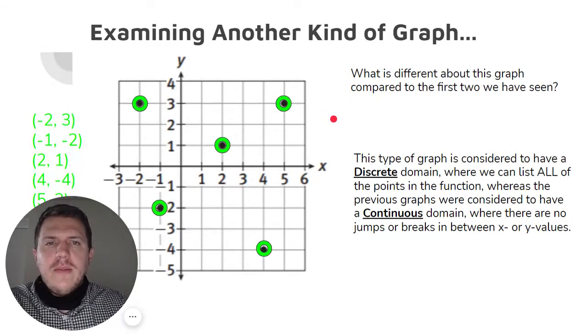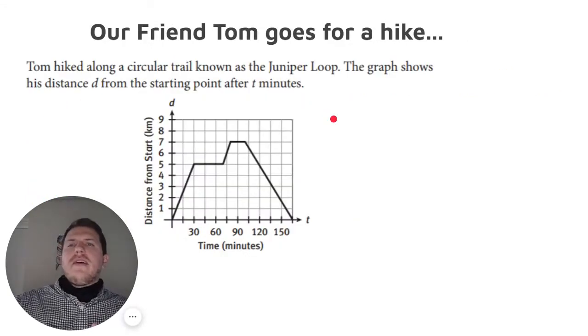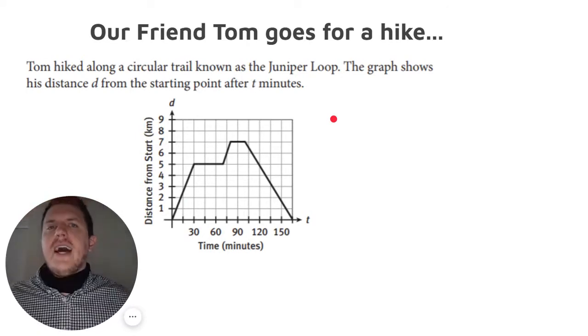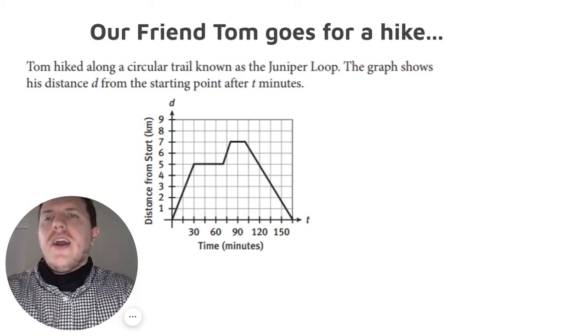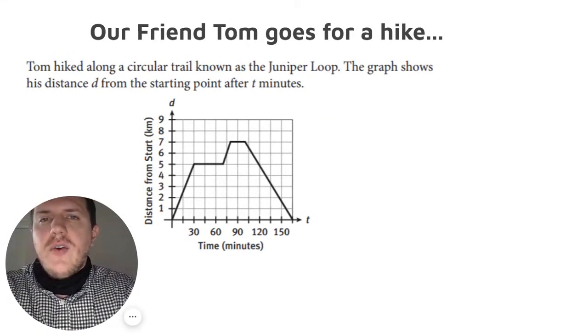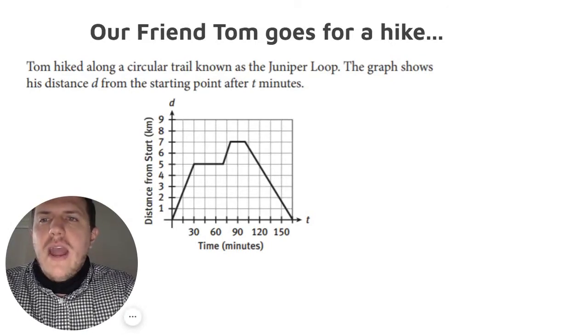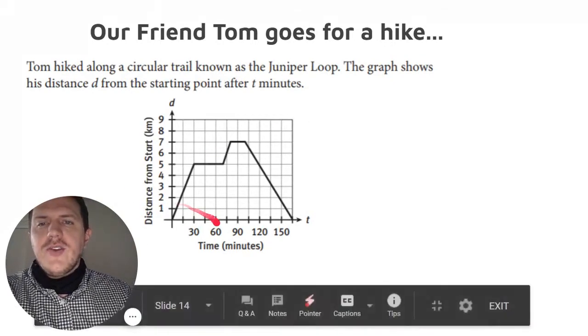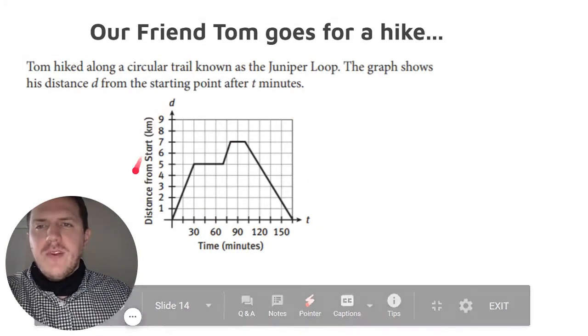One last thing I want to point out is, let's say we have a graph like this. You say we have a friend Tom that goes along for a hike, and he hikes along a circular trail known as the Juniper Loop. The graph shows his distance d from the starting point after t minutes. So instead of x and y, now we're using d and t here, okay?